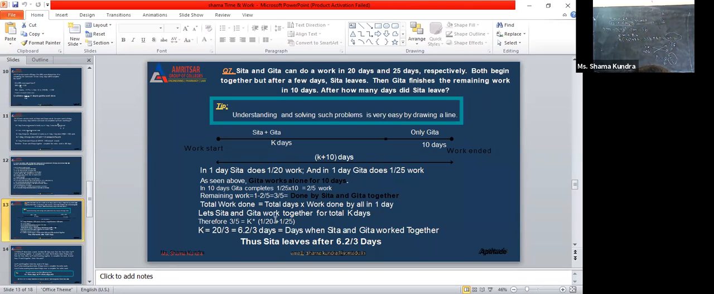So Sita and Geeta work together for 20 by 3 days, and after that Sita leaves. See how easy it was. You just have to draw this line, find one day work and just invert, and you get the answer. You can solve any kind of sum where a person leaves or comes or joins the work by using a line diagram. Moving on to question number 8.